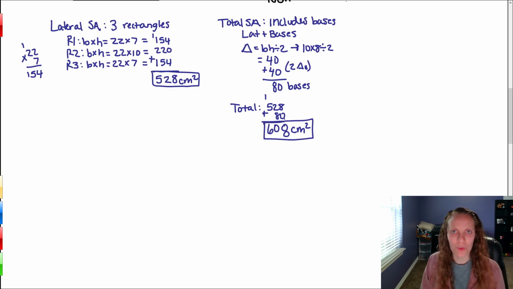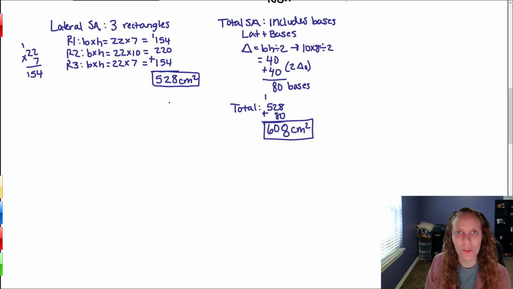Keep in mind that total surface area will be larger than lateral surface area because lateral are all the sides not including the two bases, and then total surface area does include the two bases along with the lateral surface areas.